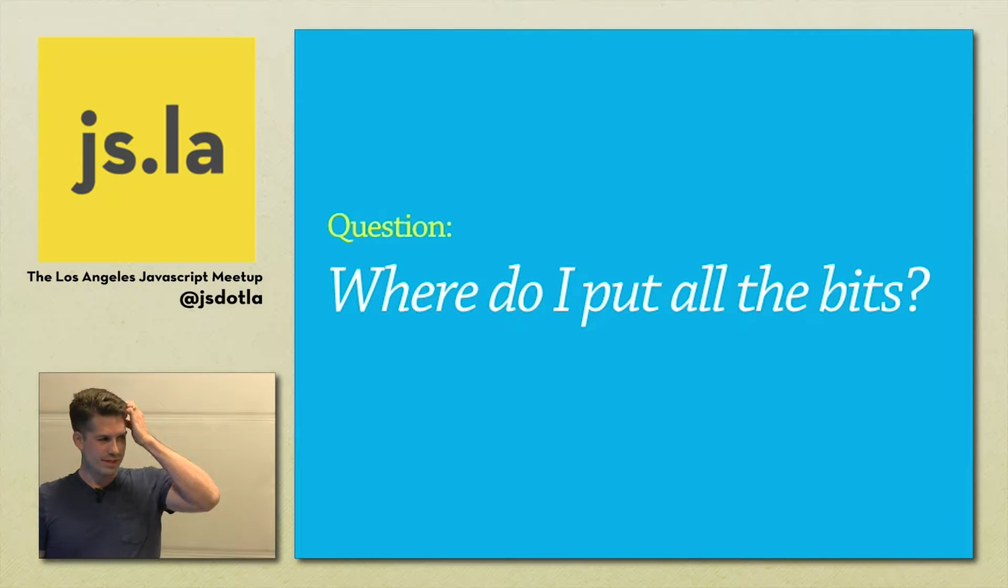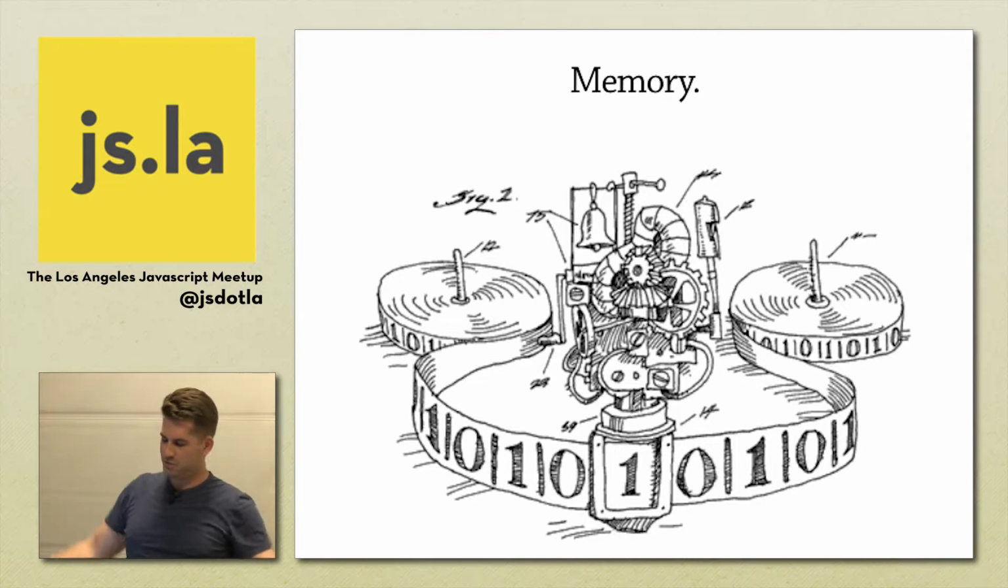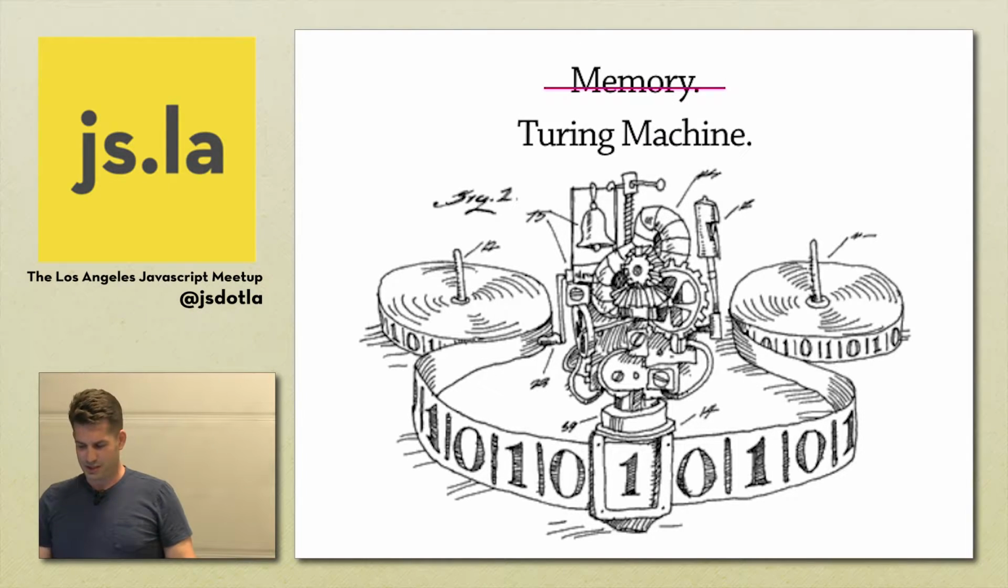the next question really is, where do I put all this stuff? Like, how does this stuff work in my actual computer? And this is just sort of an abstract concept of how memory works. It's just this huge machine tape roll. This is actually a picture of a Turing machine that I found online. So a Turing machine is this hypothetical concept.